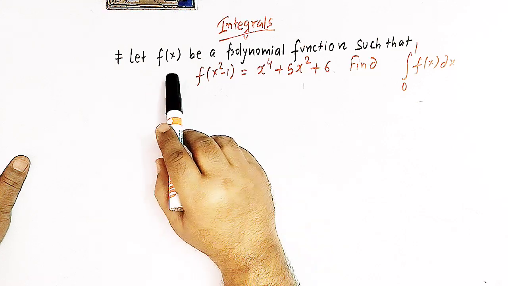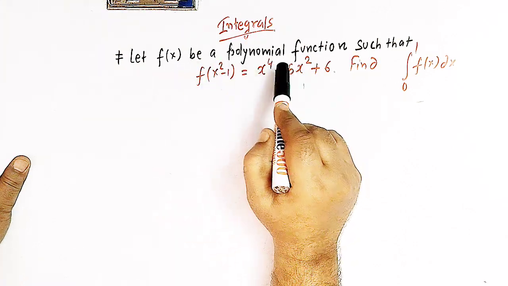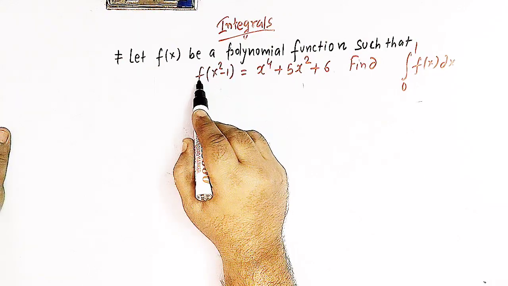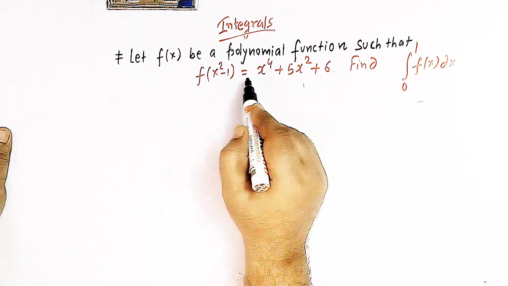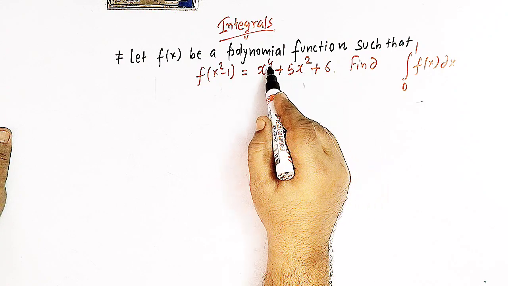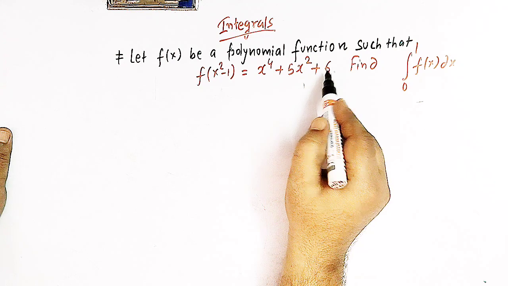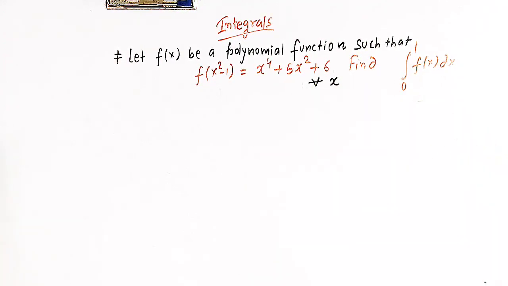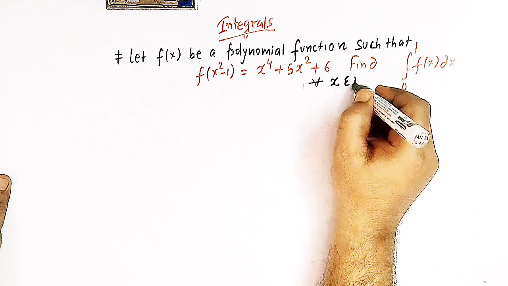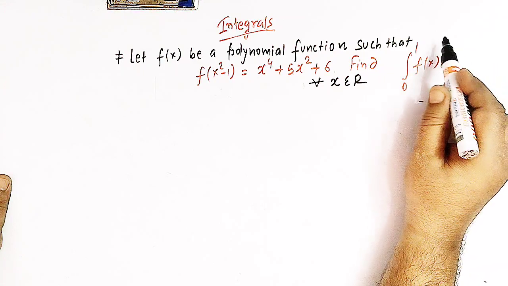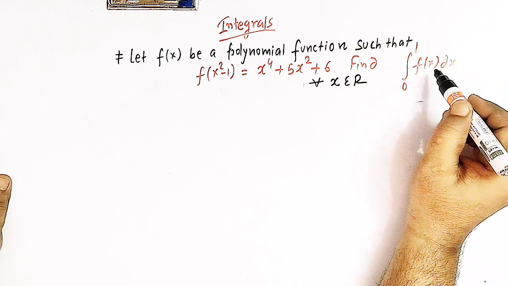And remember here f of x is a polynomial function, and the function f of x square minus 1 is given by this polynomial, that is x raised to 4 plus 5x square plus 6, which is defined for all values of x belonging to the set of real numbers, right? And we have to find the value of this integral, right?